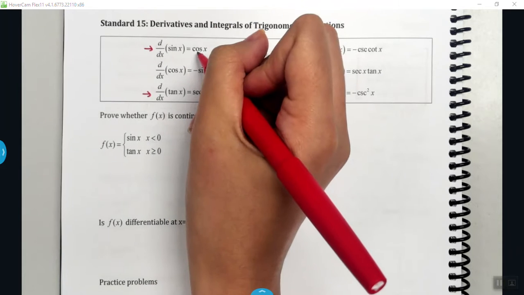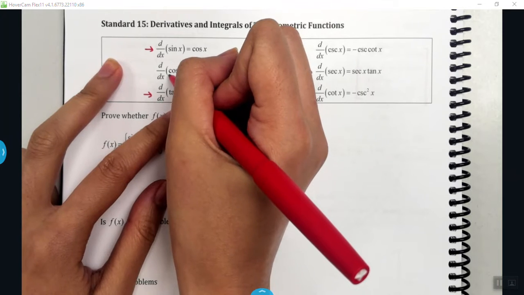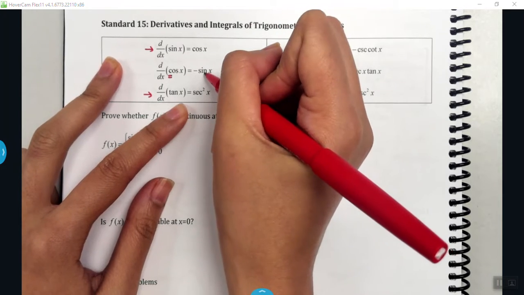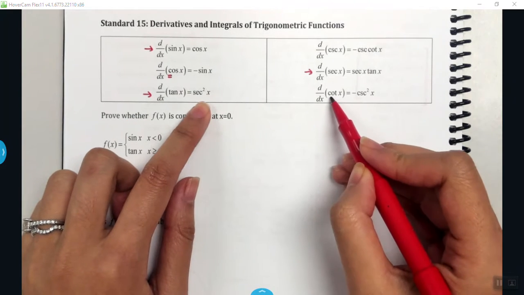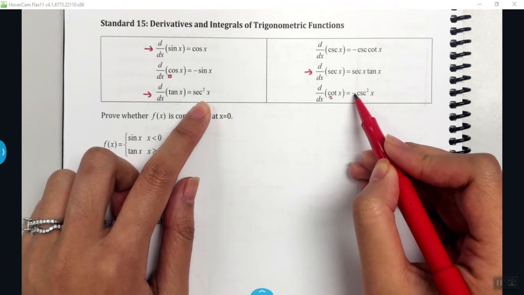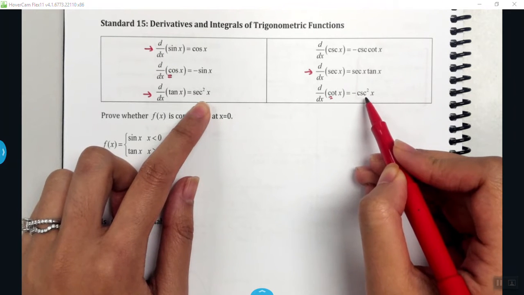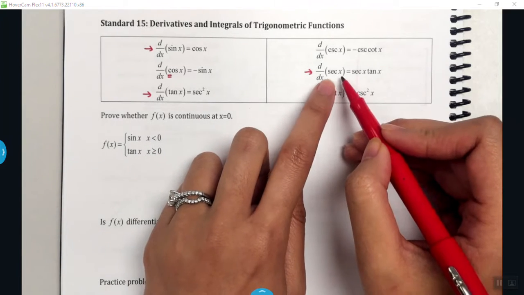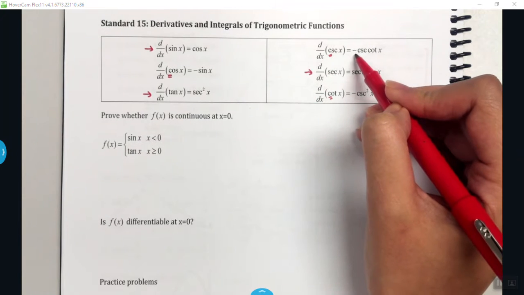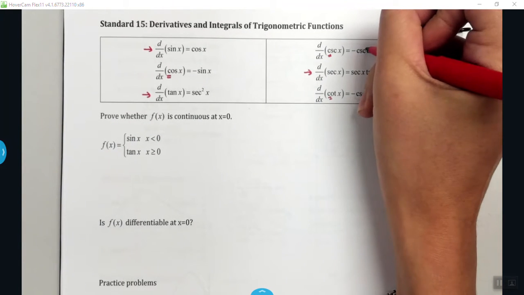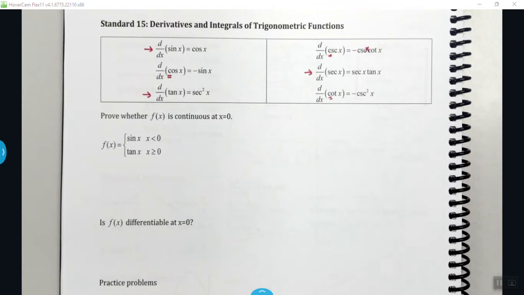So the derivative of sine is cosine. So the derivative of cosine, which starts with a C, is negative sine. The derivative of tangent is secant squared. So the derivative of cotangent is negative cosecant squared. And the derivative of secant x is secant x tangent x. So the derivative of cosecant is negative cosecant x cotangent x. Got it memorized? Okay, cool.